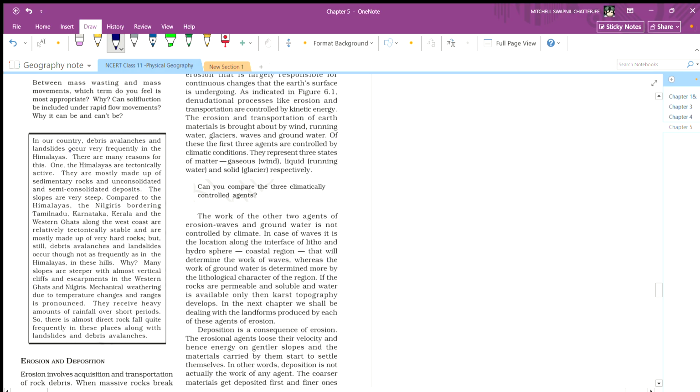In our country, debris avalanches and landslides occur very frequently in the Himalayas. There are many reasons for this. The first one, the important one, is that the Himalayas are tectonically still active, and they are mostly made up of sedimentary rocks, which are very fragile. They are made up of sedimentary rocks and unconsolidated and semi-consolidated deposits. The slopes are very steep.